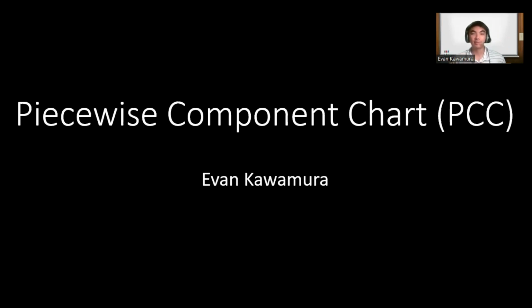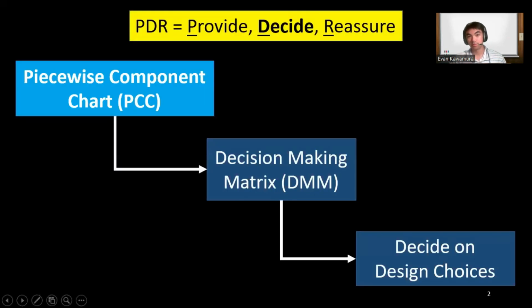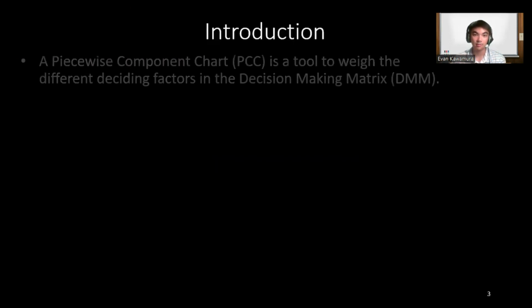Again, today we're going to look at the Piecewise Component Chart, or PCC. Again, this is one of the prerequisites for your PDR. As a reminder, the D in PDR, we can say it's like the design. There are three different components we looked at, and the Piecewise Component Chart is the main focus for today. After this, we're going to go into the decision-making matrix in another video, and that'll eventually lead to your design choices. So how does this all work?